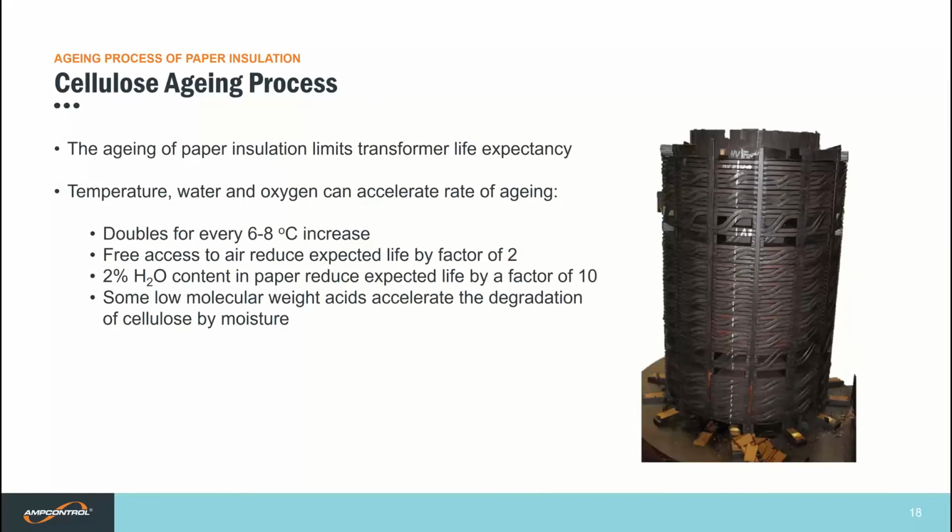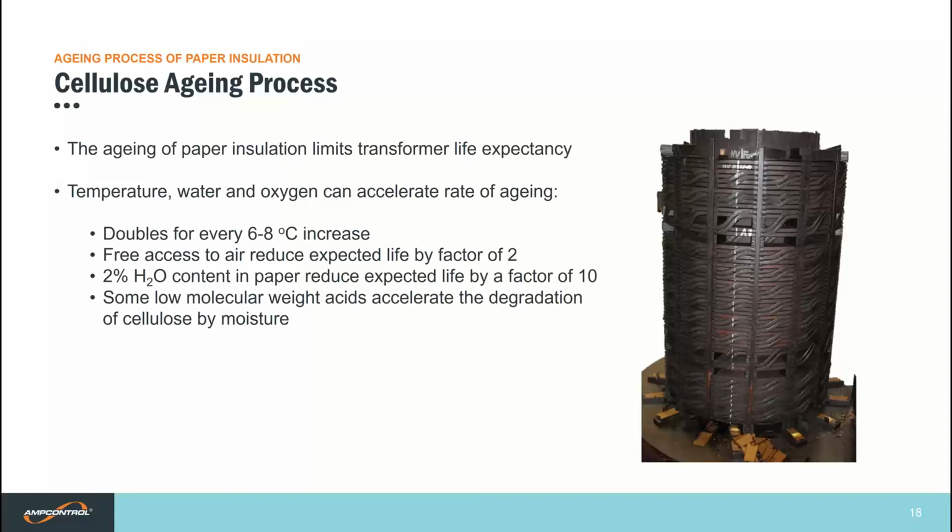Just to finish off, the accelerated aging of paper will reduce the life of the asset. The cellulose aging process is well documented. I've listed some available statistics about the effects of temperature, water content, and oxygen content of the oil upon the rate of degradation of the paper. So, for instance, 2% water content in the paper can reduce the expected life by a factor of 10.